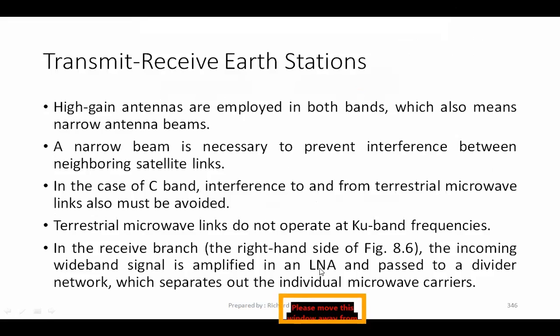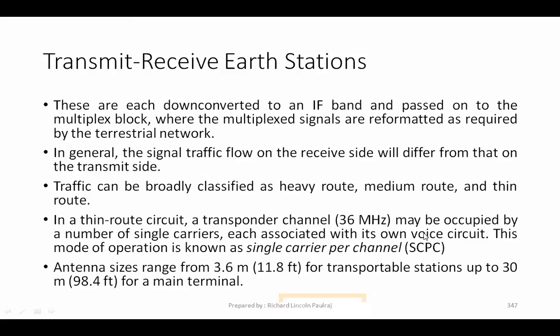So the same type of technique is used here where it is separated into different subcarriers, right? These are each down converted to an IF band. Remember, before the IF band, it was actually at a very high frequency, probably in the range of gigahertz. Now it has to get converted to the IF range, which means in terms of megahertz.